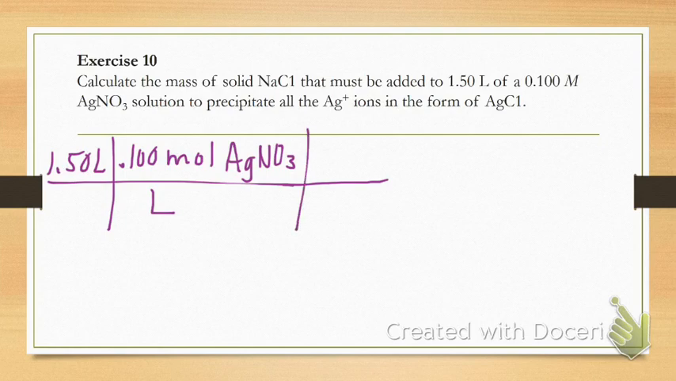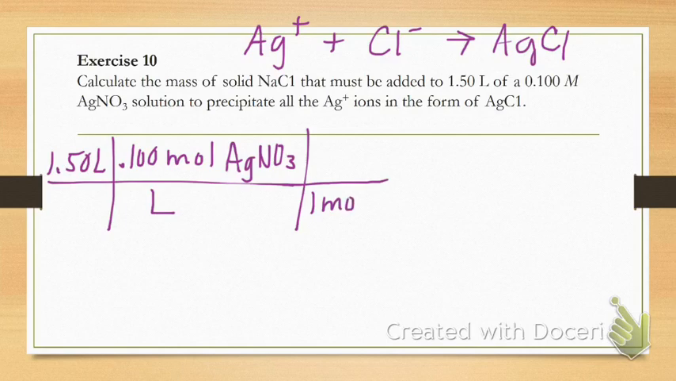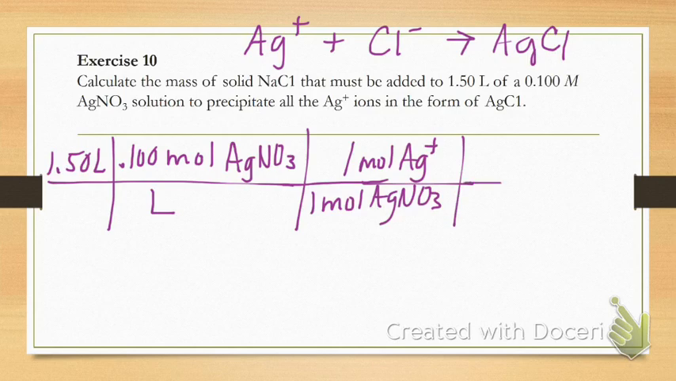And then, right? So if we just did this a while ago, we know what our net ionic is. Ag plus Cl minus yields AgCl. Only because we just did that one, right? So if I look at my net ionic, I see for every 1 mole of AgNO3, I have 1 mole of Ag. Yes? You agree with that? And then for every 1 mole of Ag plus, I need 1 mole of Cl minus, right?